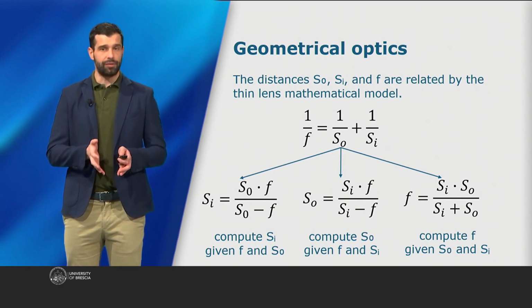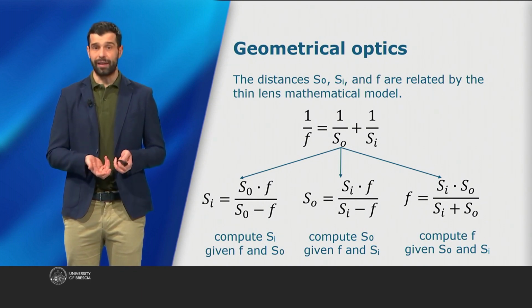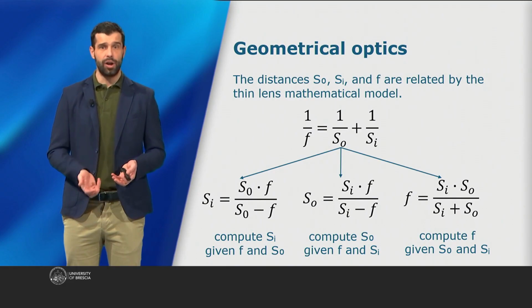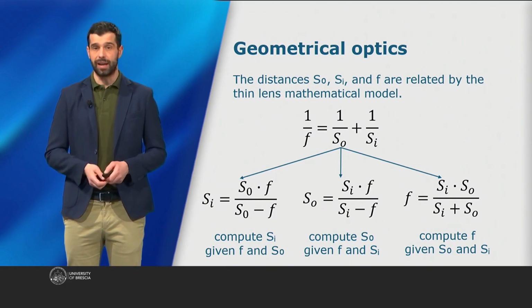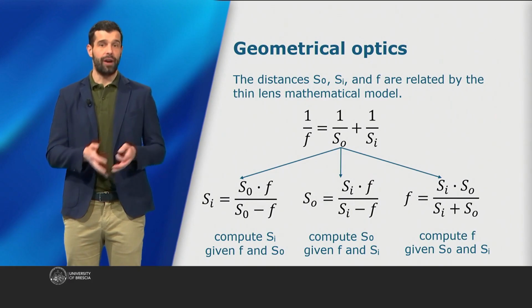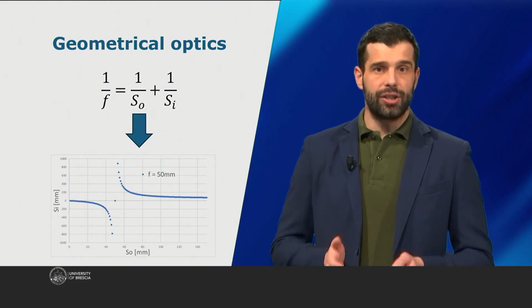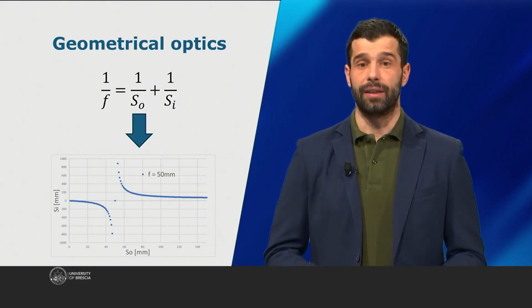This formula is very important because it relates these three parameters: focal length F, object distance SO, and image distance SI. Naturally, by using the inverse formulas, we can find one of these three parameters if we know the other two. This relationship leads to a graph that looks like this.